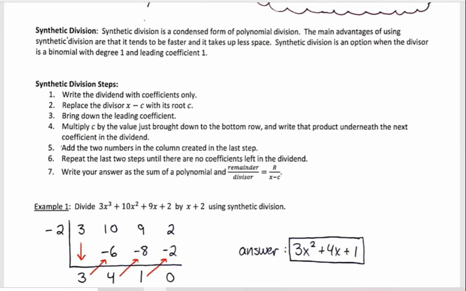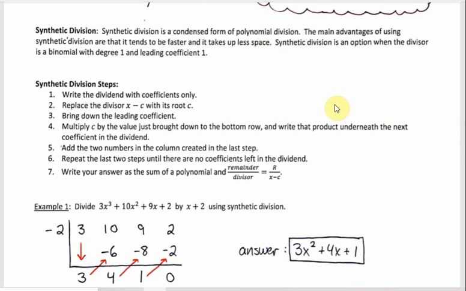Although synthetic division only really works when the divisor is a polynomial of degree 1 and with leading coefficient of 1. So it's very specific. So it's got to be that you're dividing by x minus 2 or x plus 6 or x minus 3 or something like that. So how do you do it?